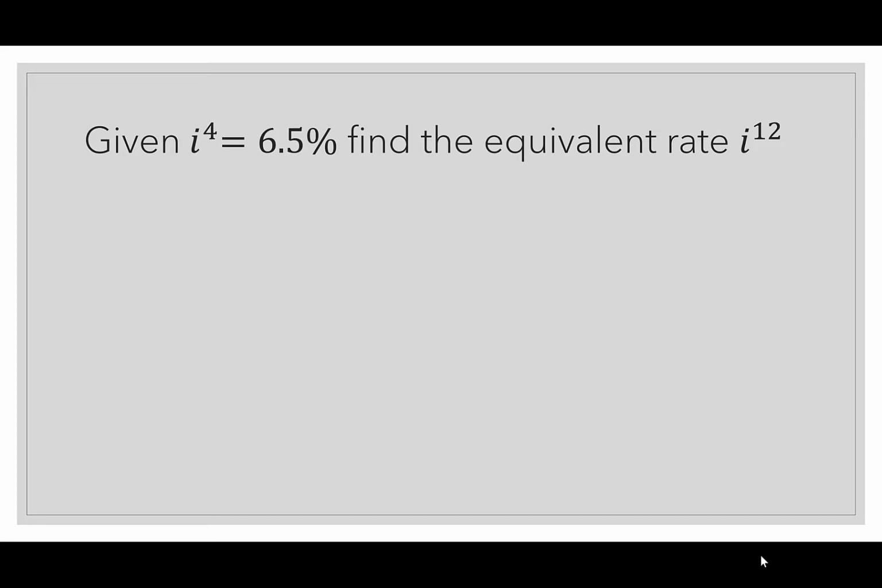So here let's start with what does this mean? The interpretation of i^(4) is 6.5% means that my rate is 6.5%, and it is compounded quarterly, 4 times a year. So we want (1 + 0.065/4)^4. Now we want to know what's equivalent with i^(12).